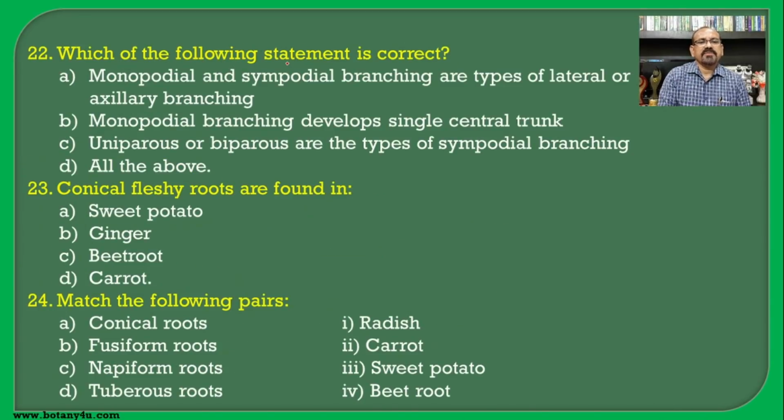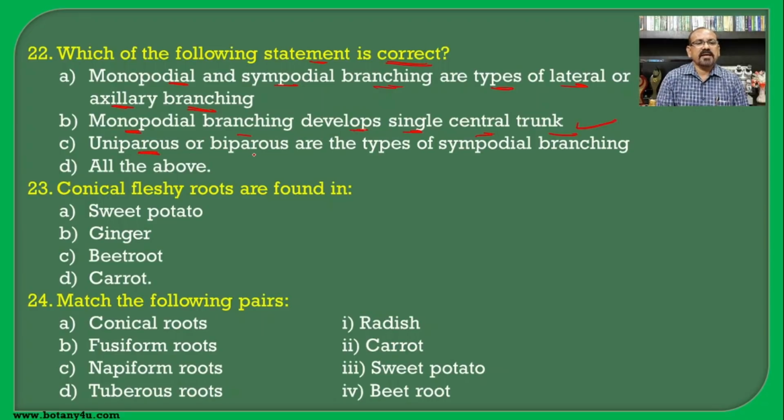Which of the following statements is correct? Monopodial and sympodial branching are types of lateral or axillary branching. This is the correct one. Then monopodial branching develops a single central trunk, because mono means single, podium means the trunk or the stem. So this is also correct.